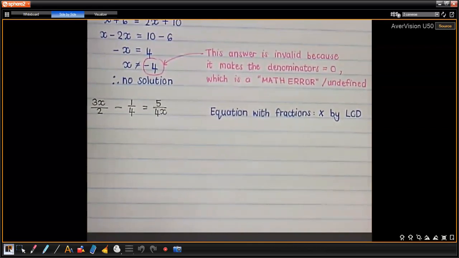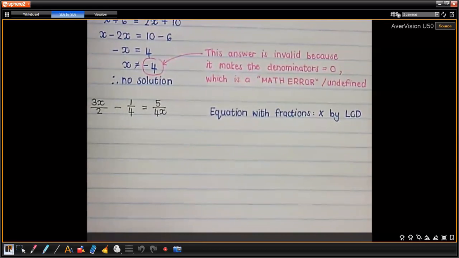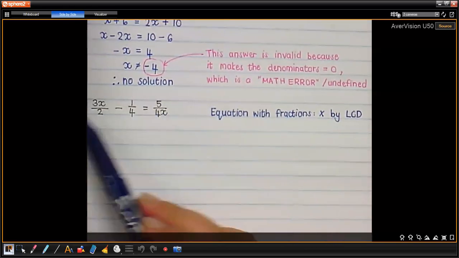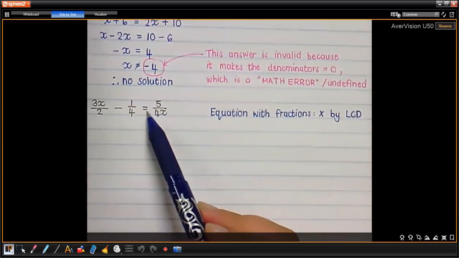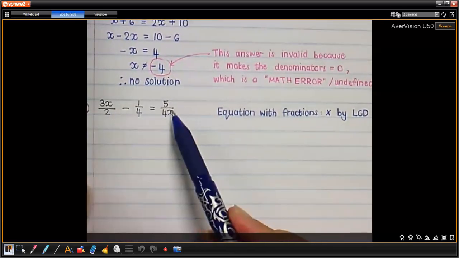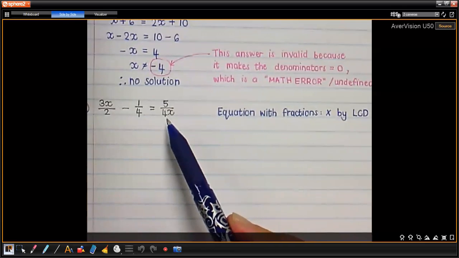Okay, in the previous example, we had 2 fractions and they both have the same denominator. So the LCD was easy to find in that case because it was just x plus 4. Now in this case, we see that we have 3 different denominators. So whatever we make the LCD, we need to make sure that all 3 denominators can divide into it.